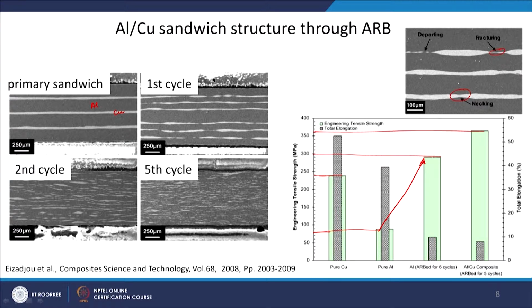So again there is an increase from 300 megapascal, comparing ARB in pure aluminum to ARB with the aluminum and copper composite. However, the total elongation is continuously decreasing in all these cases, though there is an increase in the strength, which is a usual phenomenon in all the SPD processes. We have seen that. So here also, by having a composite like this, you can achieve higher strength in the aluminum copper composite structure.